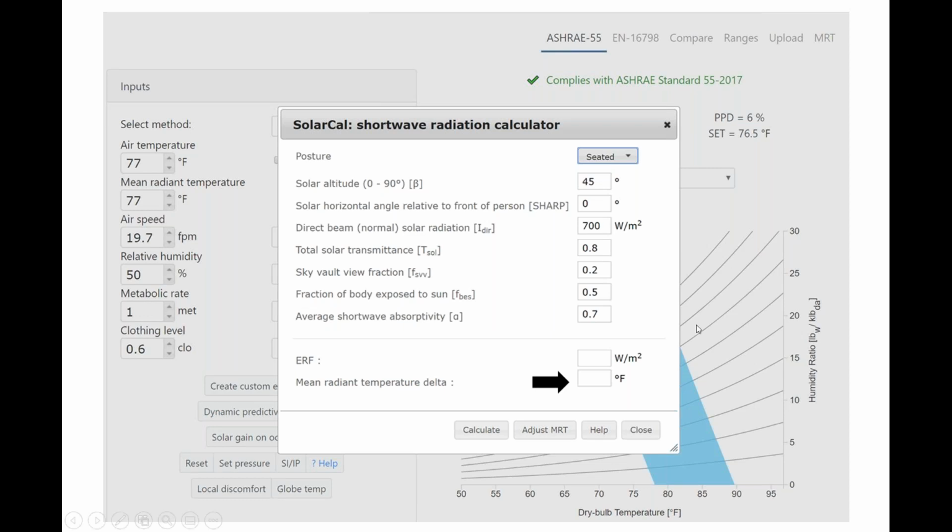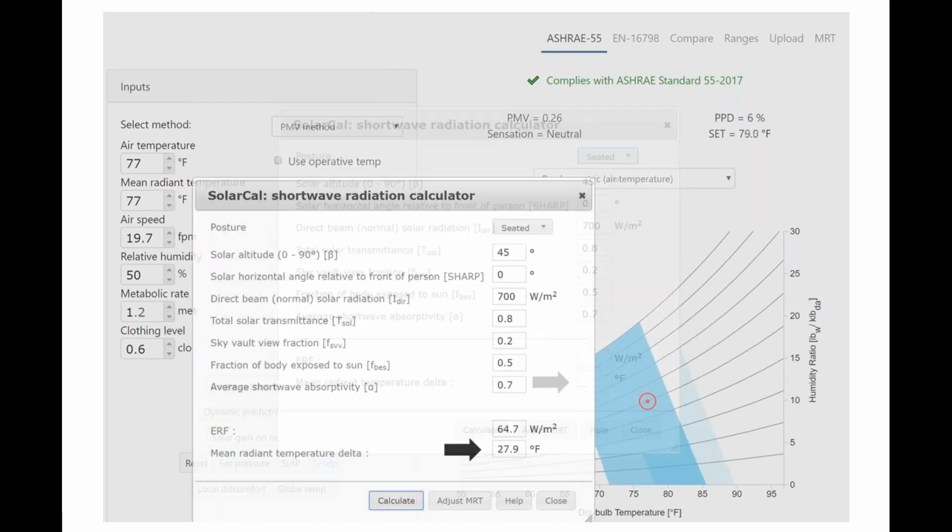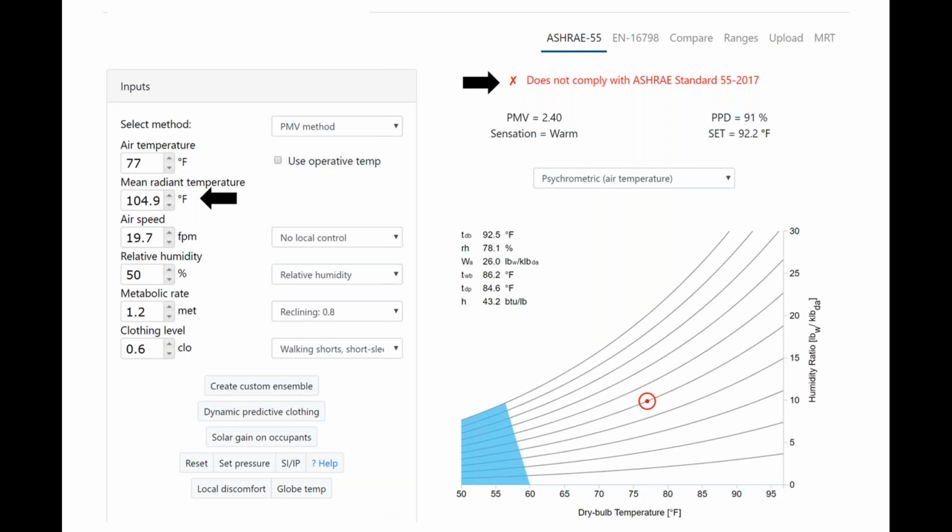And you can see that now if we look at the sunlight, direct shortwave radiation in this particular example, the offset creates like a 30-degree differential, and then ultimately, instead of the occupant sensing the 77 Fahrenheit, now they're sensing like 105 degrees Fahrenheit. So considerably impacted by the shortwave radiation, and by making this analysis, we'll then find that we're no longer in compliance with ASHRAE Standard 55.